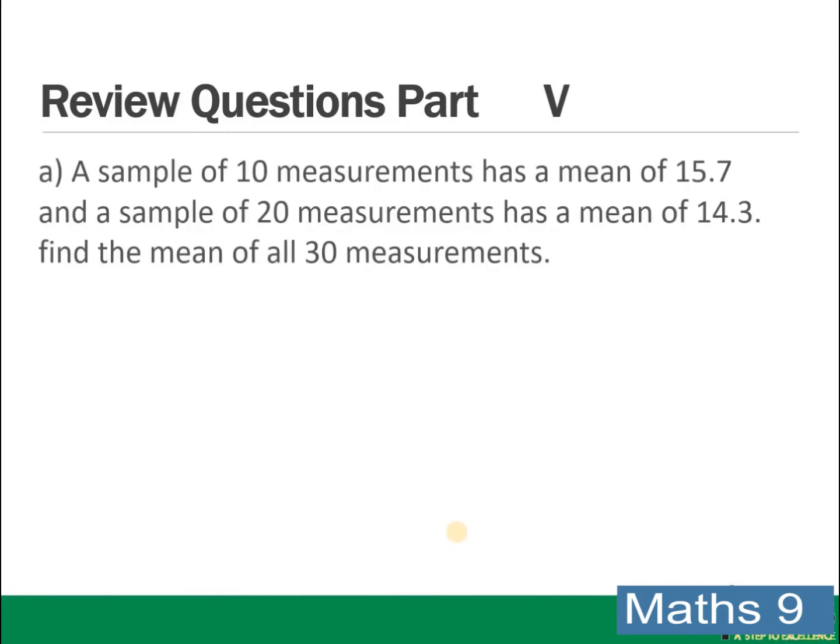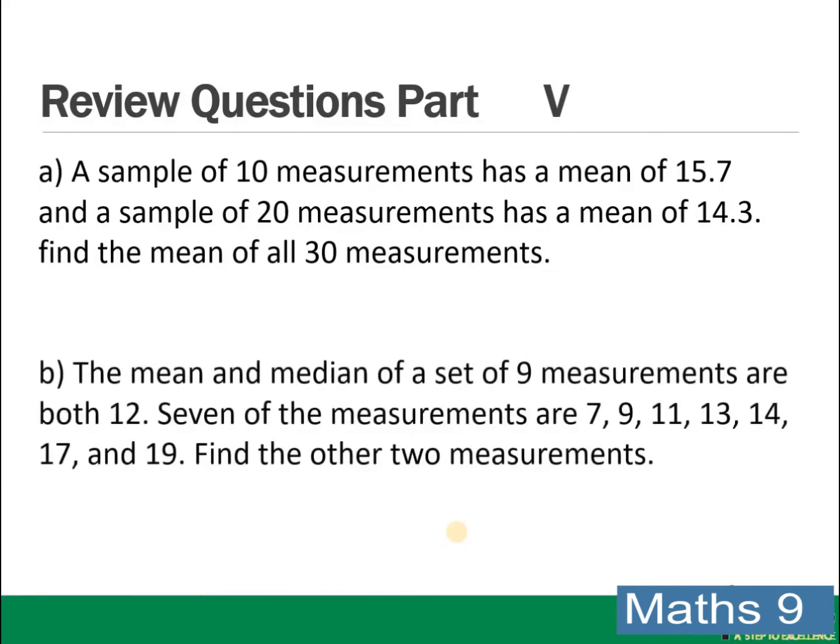Part 5. A sample of 10 measurements has a mean of 15.7 and a sample of 20 measurements has a mean of 14.3. Find the mean of all 30 measurements. The mean and median of a set of 9 measurements are both 12. 7 of the measurements are 7, 9, 11, 13, 14, 17 and 19. Find the other 2 measurements. Pause the video whilst you work them out.